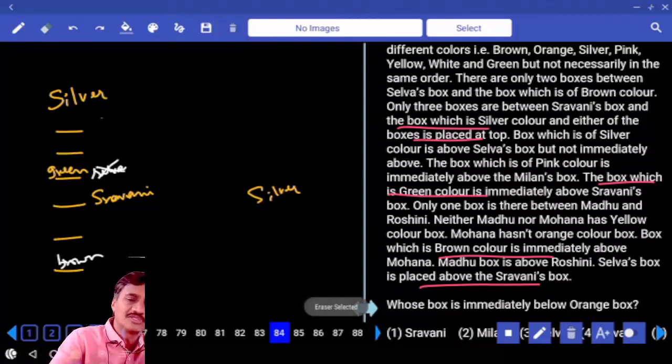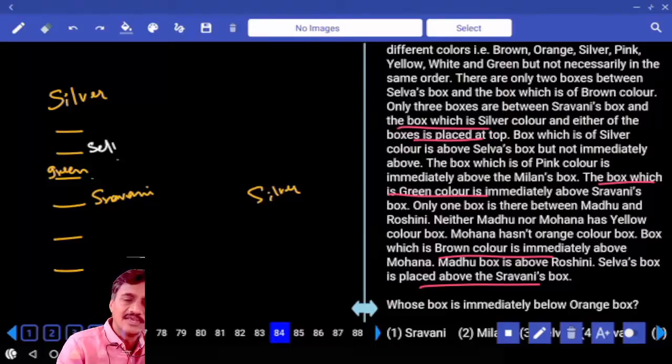Then what is the only possibility we have for this Selva? Selva is ఎక్కడ ఉండాలమ్మా మరి Selva? Now Selva is immediately above the one who likes green color. If Selva is here, then who is the other person? And the one who likes brown must be here. If brown is here, the one who likes brown is immediately above this Mohana. Hence Mohana must be at this place.